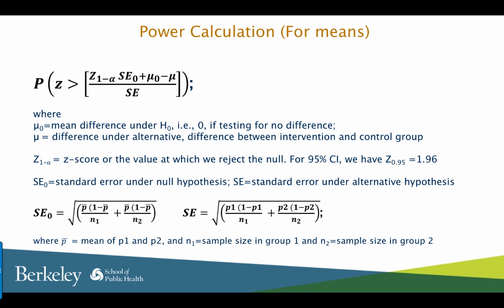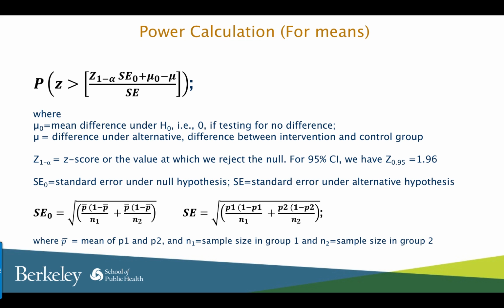So mu naught is the mean difference between intervention and control group under null hypothesis, and mu is the mean difference between intervention and control group under alternative hypothesis. And remember that under the null hypothesis, or under the null distribution, there is no difference between the two groups, so mu naught should be 0. And you have here the formulas for calculating standard error under null and alternative distribution, for the proportions.